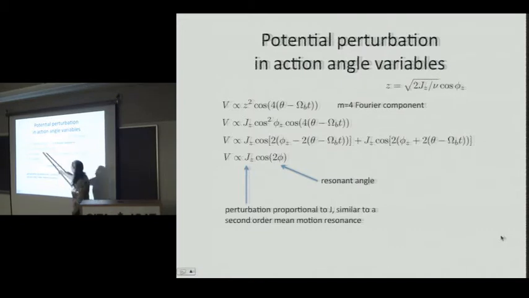Then I can write that out as a cosine 2 phi z. Then I take the sum of the cosines and write it out as a sum and a difference. And then you can recognize here that this is my resonant angle. So what this does is it tells you how to take any Fourier component and write it in terms of action angle variables. This will be the perturbation term that's associated with the m equals 4 Fourier component of the bar.